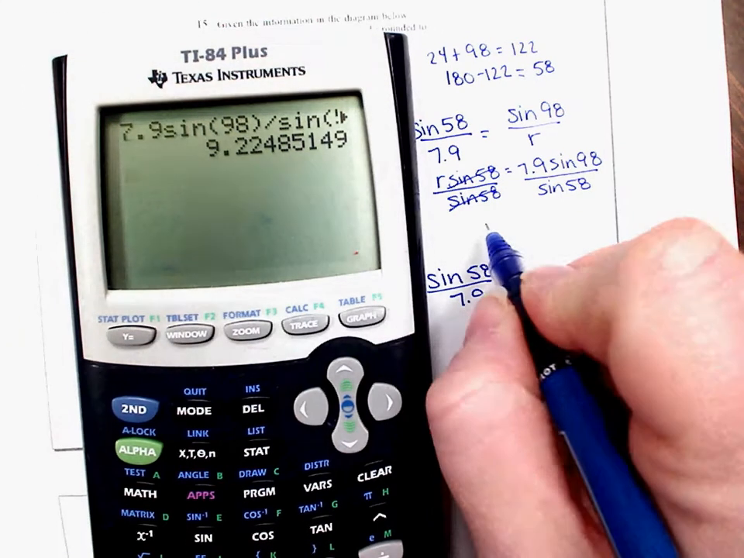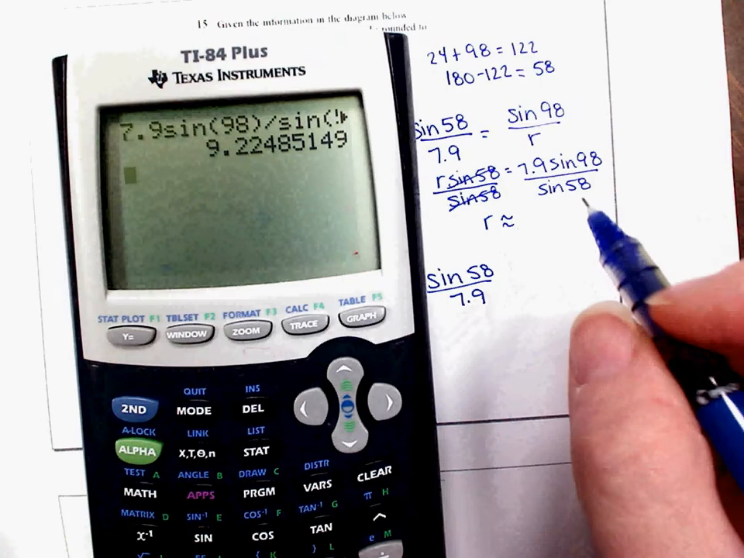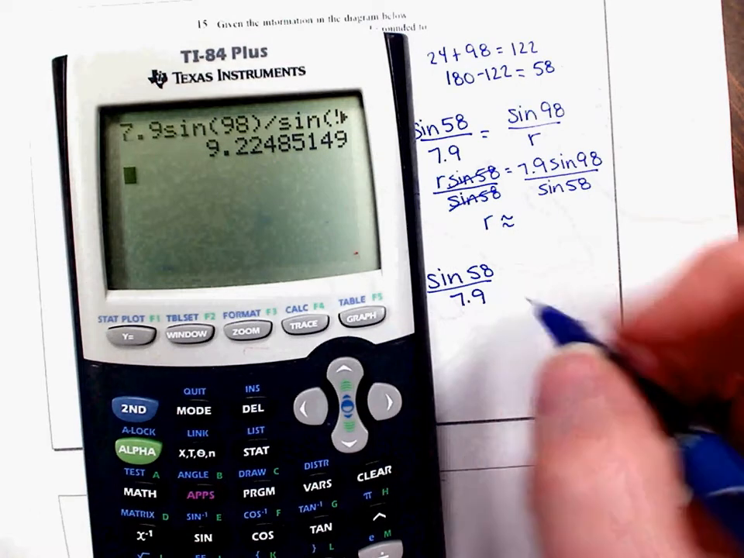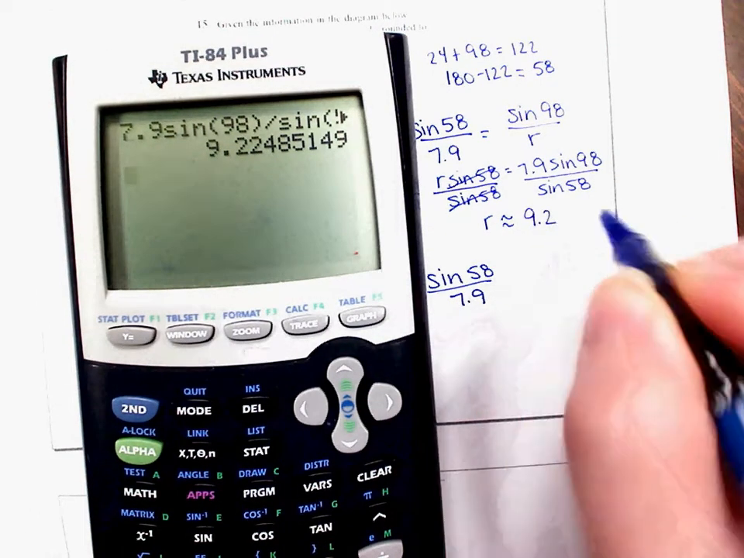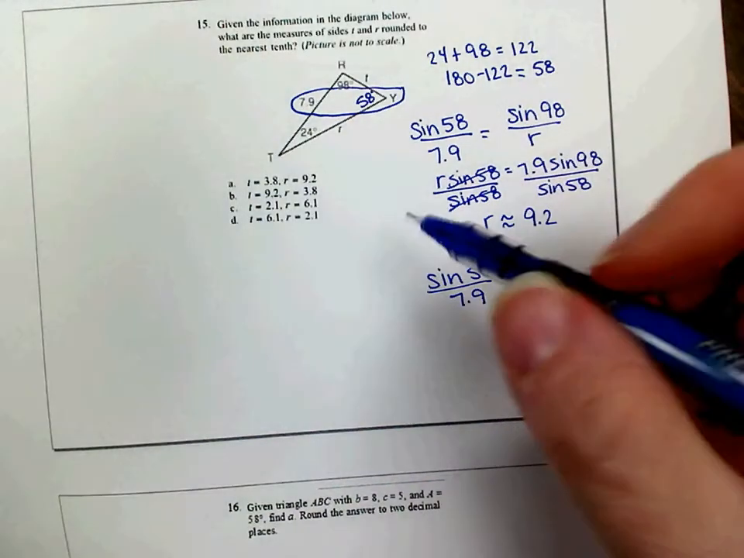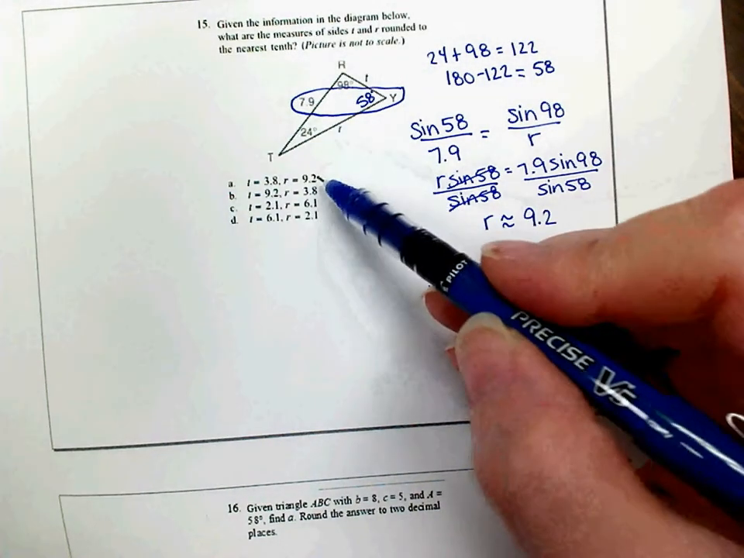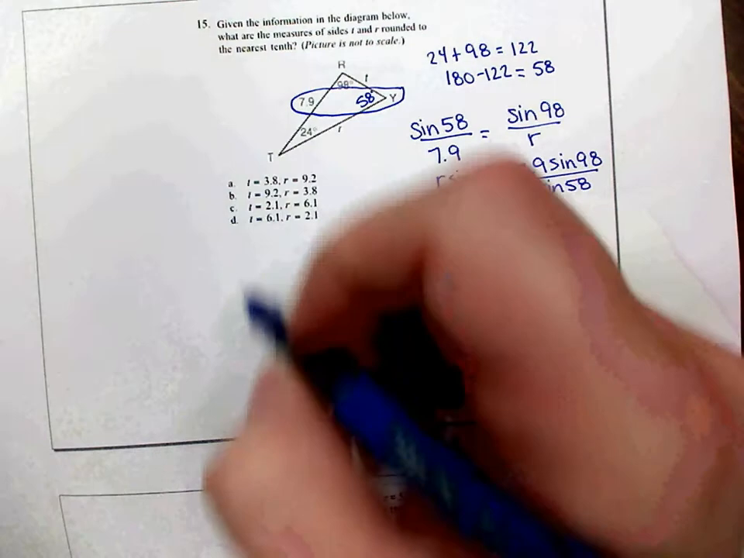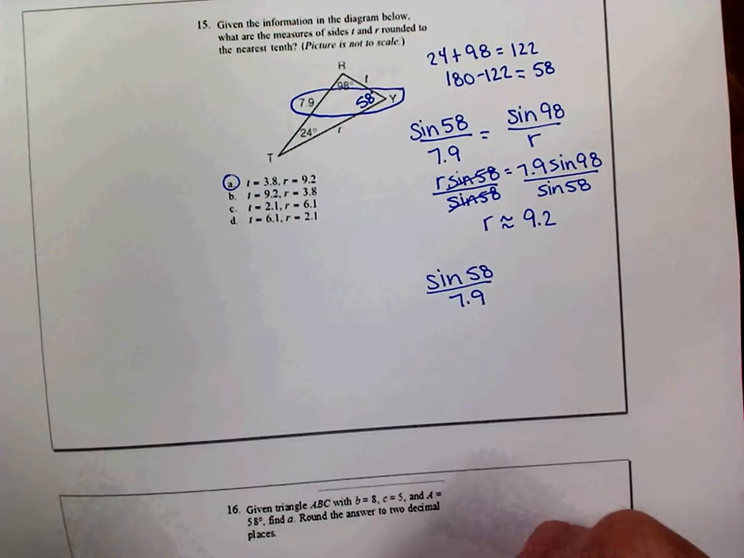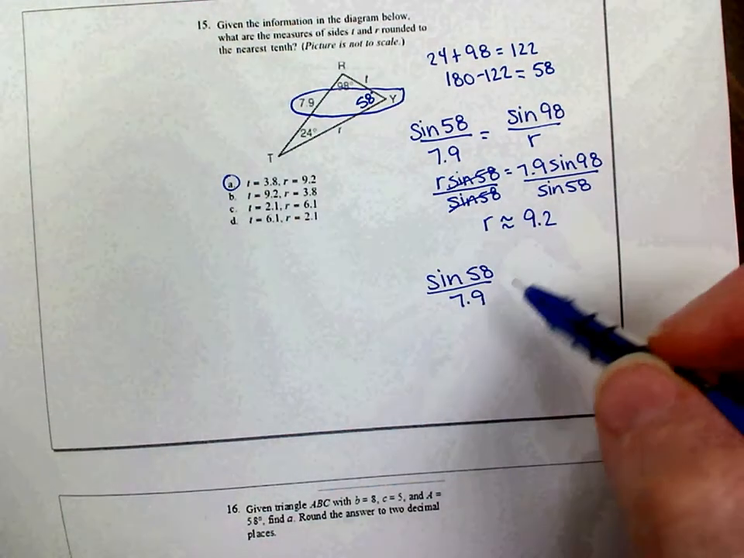So my r value to the nearest tenth, I have a 2, next door is a 2, so that 2 stays a 2. So r is approximately 9.2. There's only one answer that has r as 9.2, and that's A. So we already know our answer is A without finding t, but let's go ahead and do that anyway.